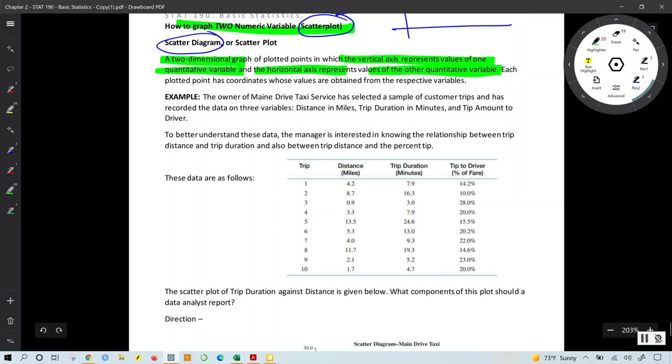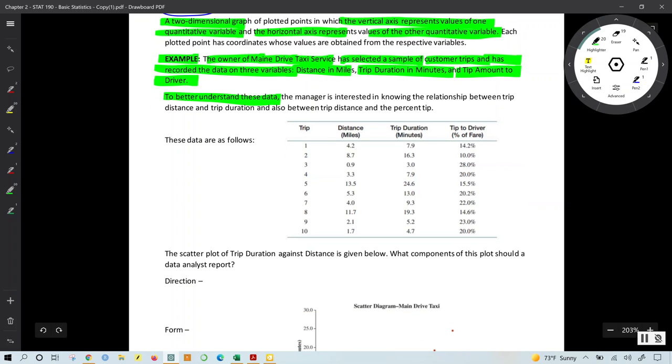To illustrate, let's take the first example here, which tells us that the owner of Main Drive Taxi Service has selected a sample of customer trips and has recorded the data on three variables: distance in miles, trip duration in minutes, and tip amount to the driver. Now, to better understand this data, the manager is interested in knowing the relationship between the trip distance and the trip duration, and also between the trip distance and the percent tip. So the data collected are as follows.